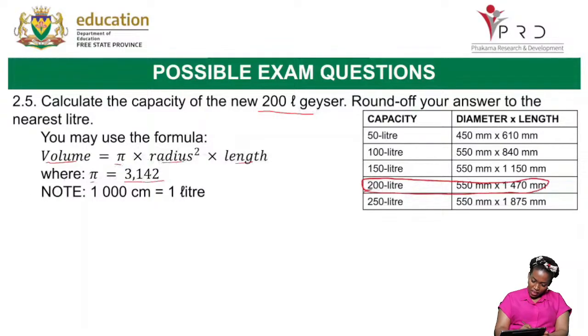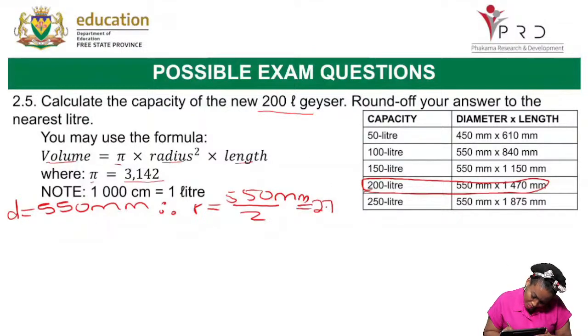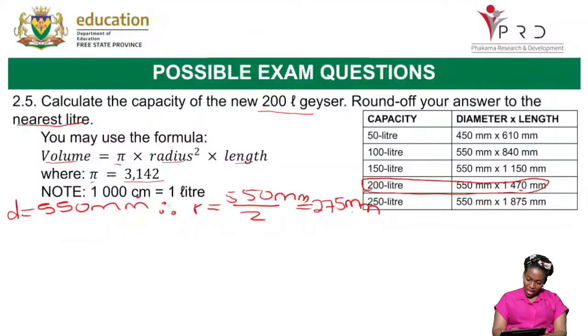So the first thing is to take that diameter. The diameter is equal to 550 millimeters. Therefore, our radius would be 550 millimeters divided by 2. It is 275 millimeters. They want the answer to the nearest liter. But since our radius and our length are in millimeters, but our conversion is in centimeters, I'm going to convert everything to centimeters.